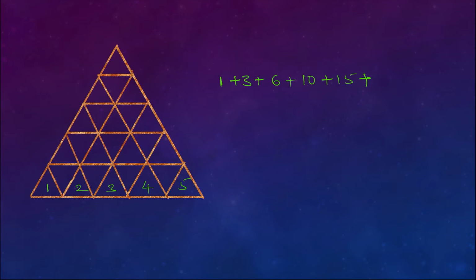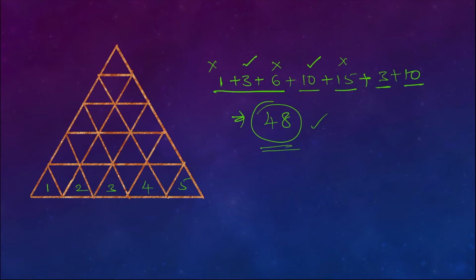Directly, we can do directly. Then take alternatively. So 3 plus 10 we need to add again. So what is the value here? 10, 20, 35. 35 plus 3, 38, 48. 48 is the answer. Simple.